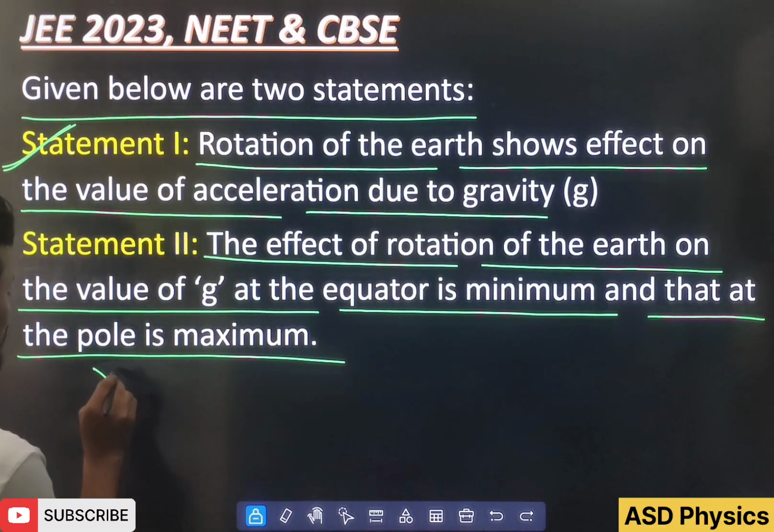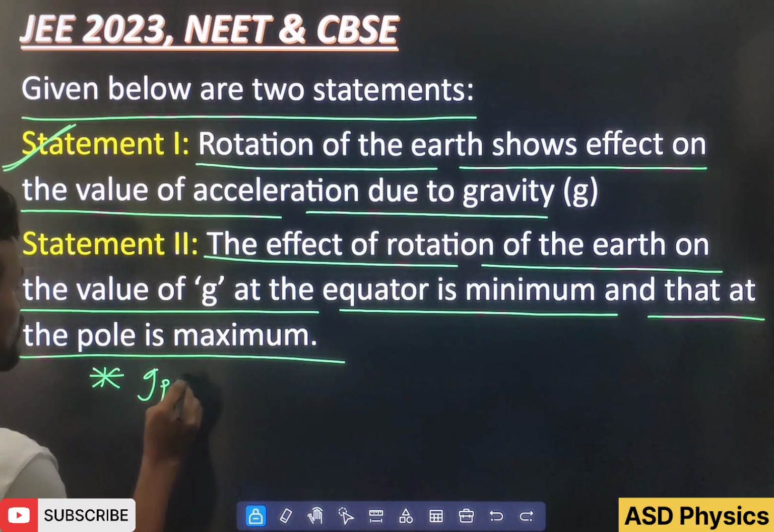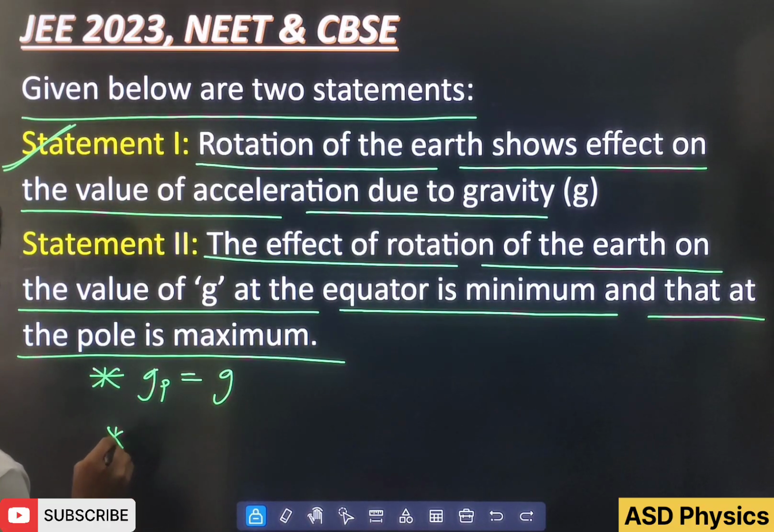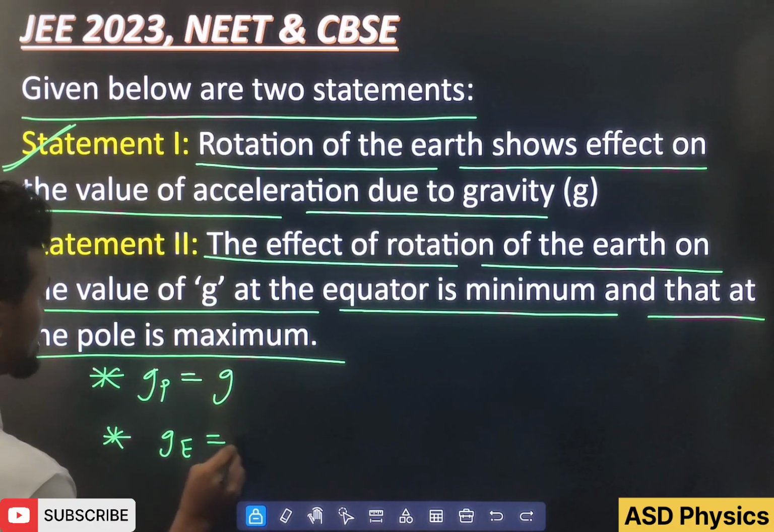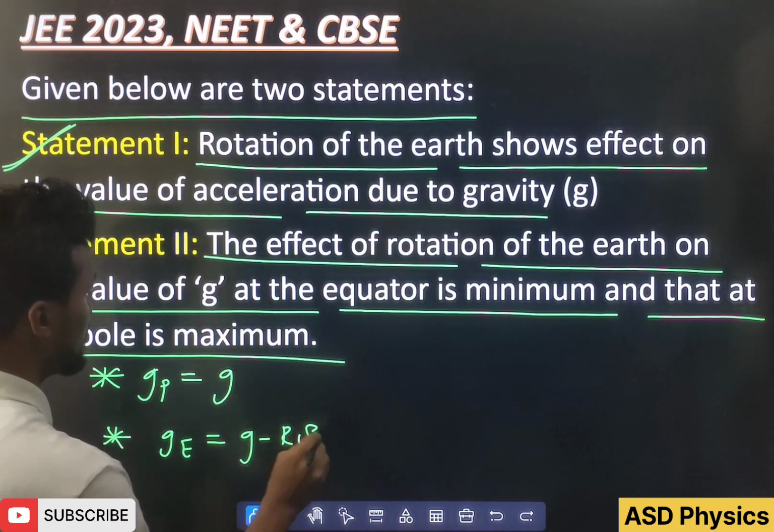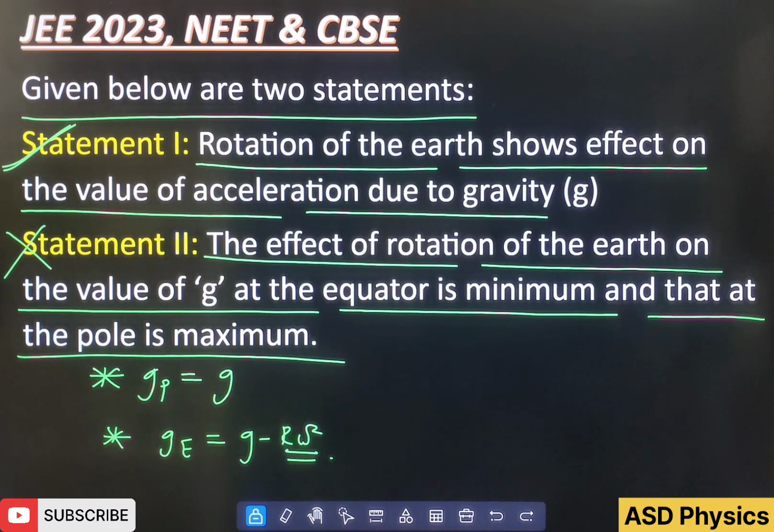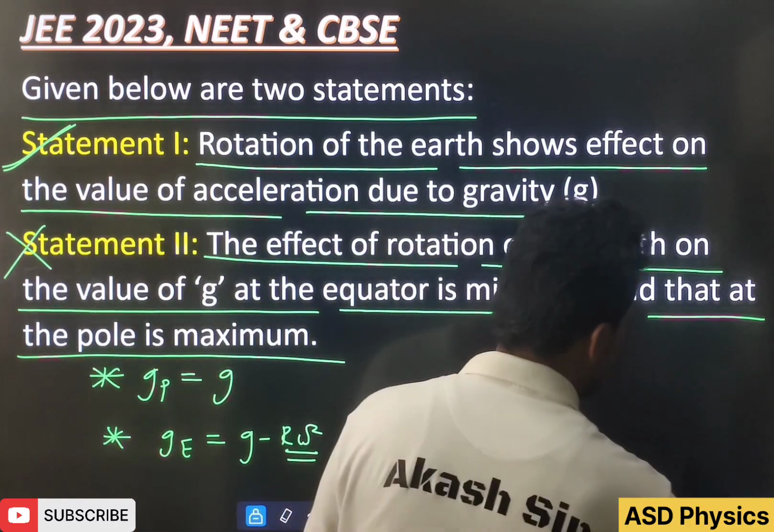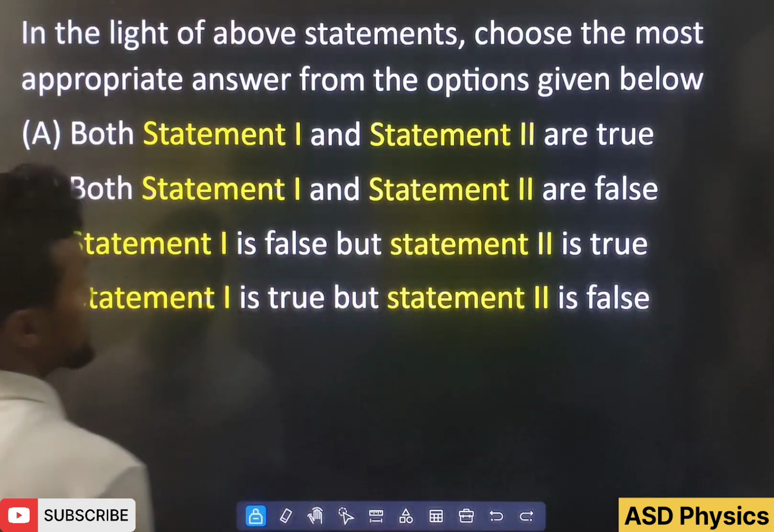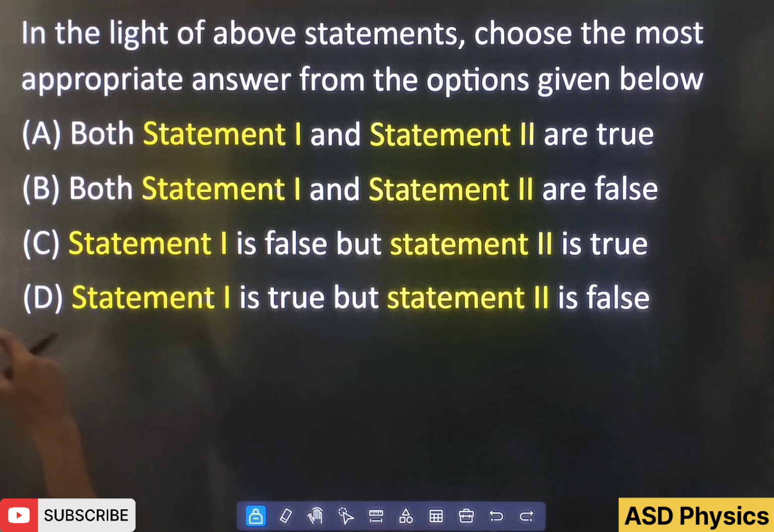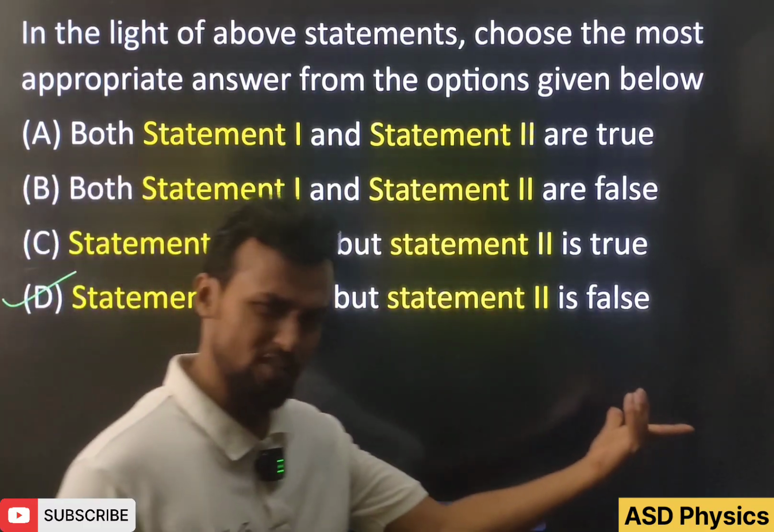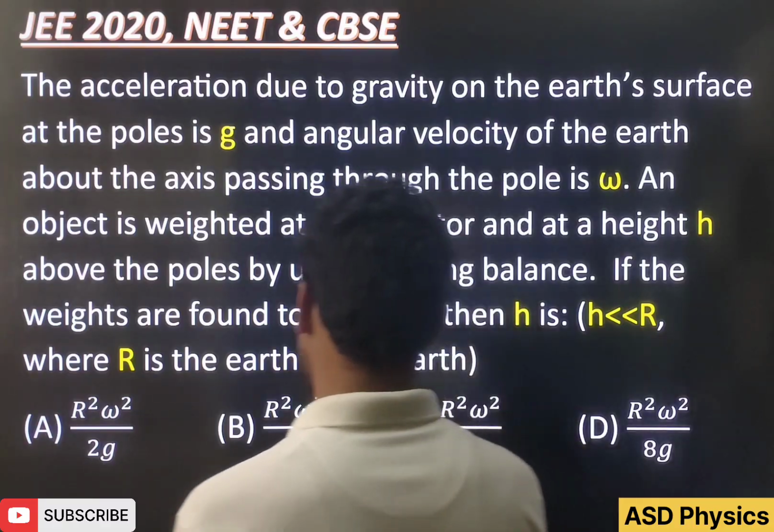No, because at the pole there is no effect of the rotation of the Earth. The rotation of the Earth effect is there only where? Only on the equator. That means statement 2 is wrong. So here you can see statement 1 is right, statement 2 is wrong. You can see the correct option is option D, that is the answer. True and false, right, wrong. Is it? Great.